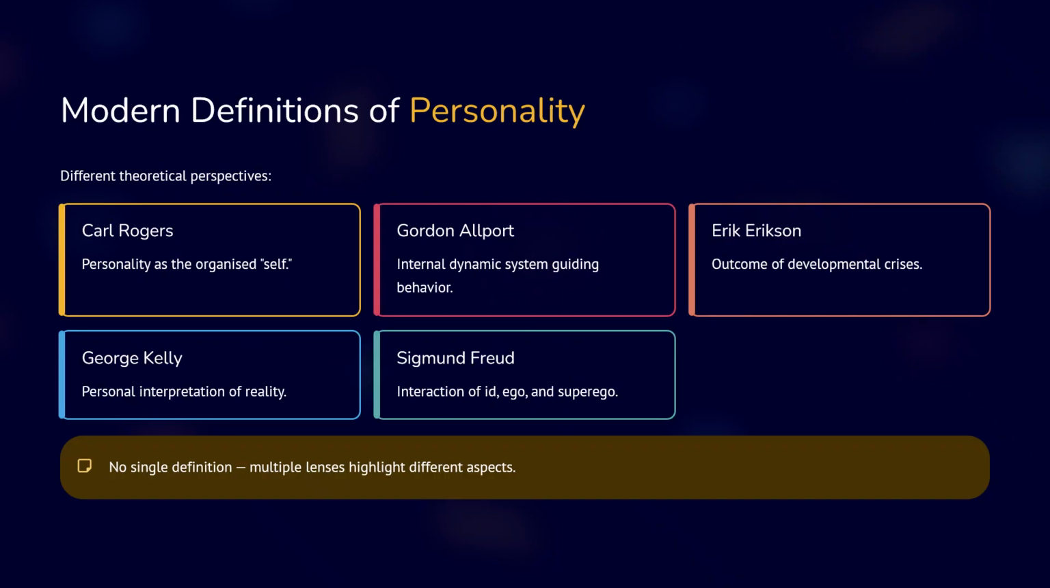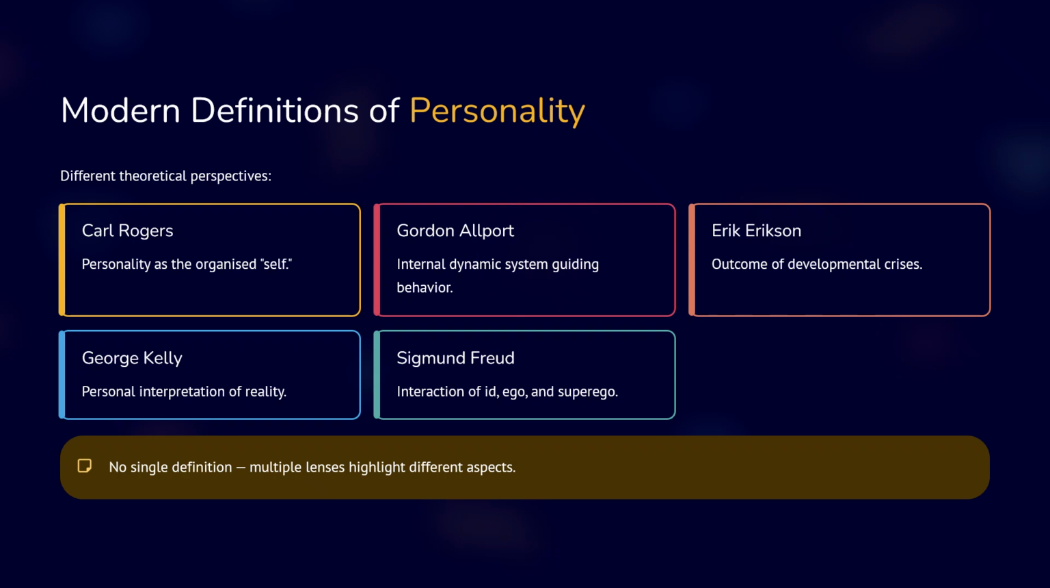Different theorists provide us with different lenses through which to view personality. For example, Carl Rogers sees personality as the self, a permanent and organized entity that sits at the center of all our experience. Gordon Allport takes a more internal approach, defining it as what a person really is, serving as an internal guide for all human activities.